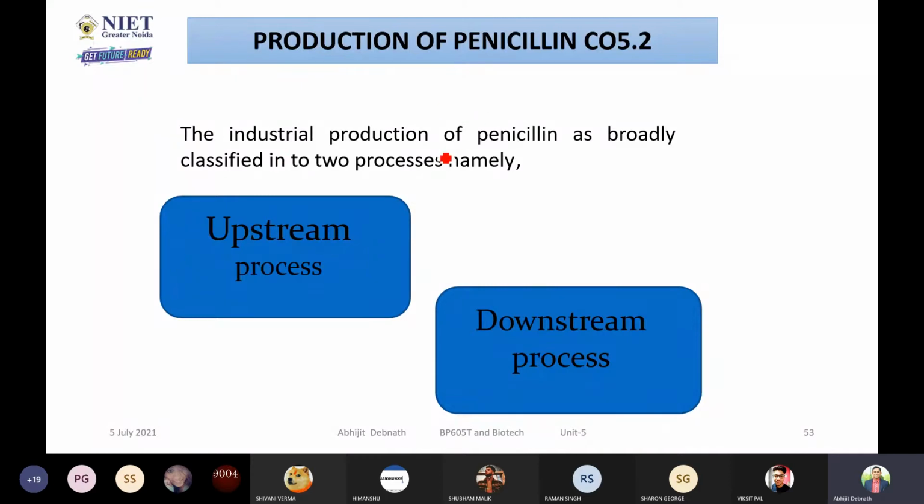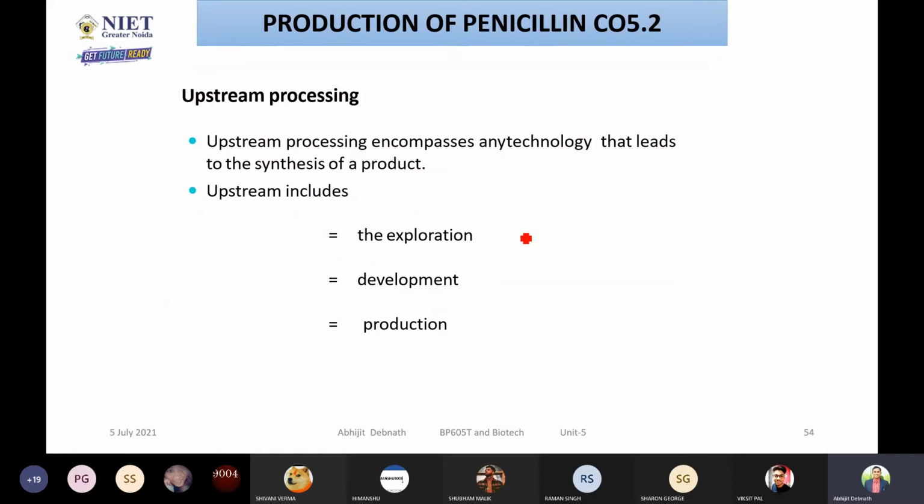So for the production of your penicillin, you can go through this process. In industrial production, penicillin processes are broadly classified into two different ways. One is the upstream process, one is the downstream process. Now what is upstream process? Upstream process encompasses any technology that leads to the synthesis of the product.